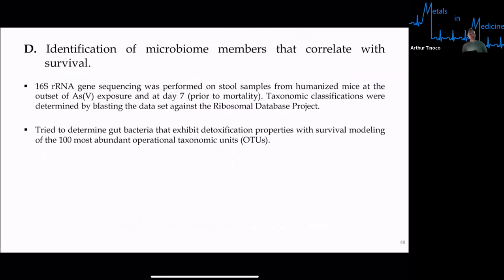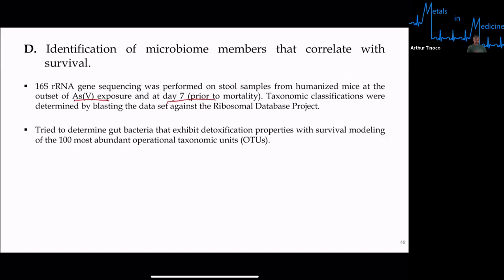Then finally, they were looking at identification of microbiome members that correlate with survival. They wanted to identify whether there are any specific microbes that lead to the survival of the animals in the presence of dosages of the arsenic. So what they did was 16S rRNA gene sequencing on the stool samples from humanized mice at the onset of the arsenic exposure and also at day 7 prior to mortality.